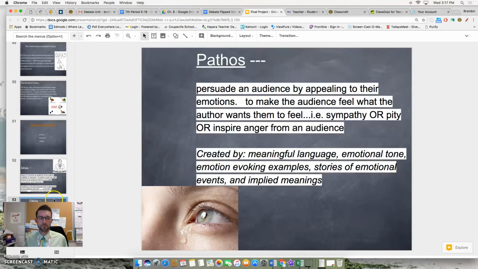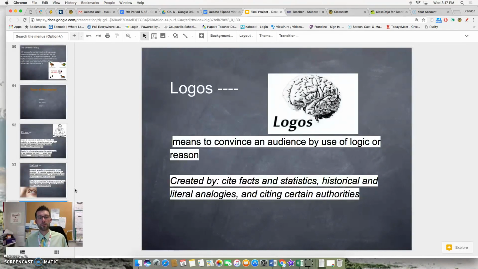So that's pathos. And the last one's logos. This means to convince an audience by using logic or reason. You do that by citing facts, statistics, giving historical analogies or historical stories, citing certain authorities or experts in your field. So these are different ways that you can use persuasion to convince your audience that yours is the best argument. And I encourage you to use at least 1 or 2 of those as you're creating and writing your script of what you want to say.